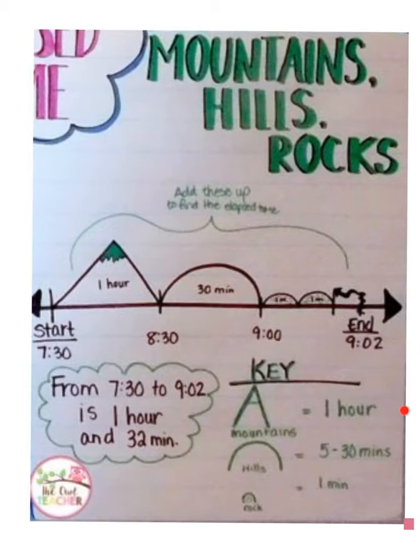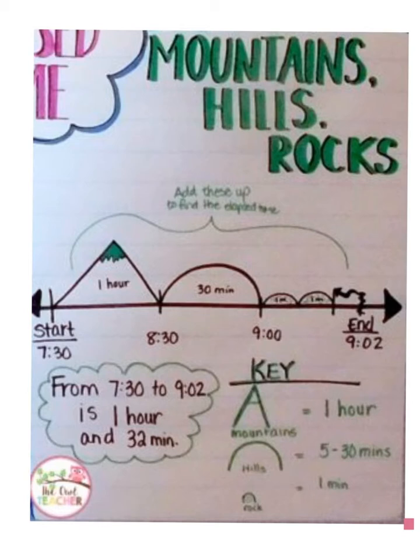Again, right down here is your key. So your mountains are always going to be the hours. Your hills is going to be any increments of time between 5 minutes and 30 minutes. And then your rocks is going to be your 1 minute. So for my example up here, you can see my start time was 7:30. I used one mountain to represent 1 hour, which took me to 8:30. Then I used one hill to represent 30 minutes. And then I used a couple of rocks to represent 1 minute plus 1 minute, which gives me an end time of 9:02.